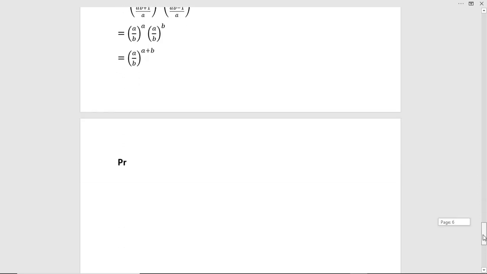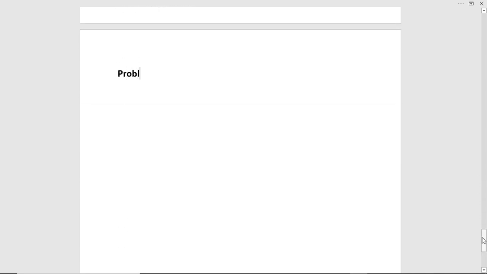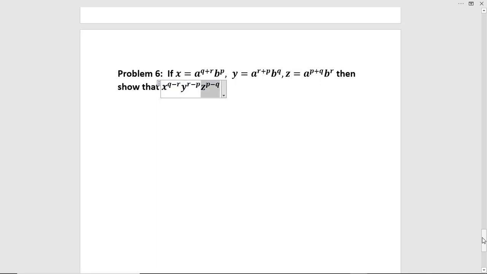So now we will get the next problem, problem 6. If x equals a to the power q plus r into b to the power p, y equals a to the power r plus p b to the power q, and z equals a to the power p plus q b to the power r, then show that.